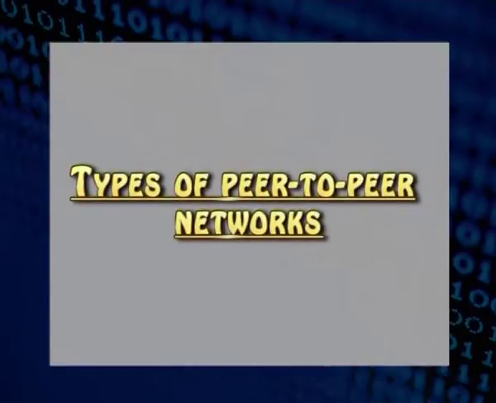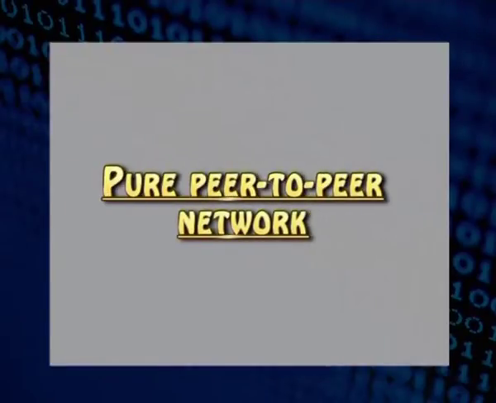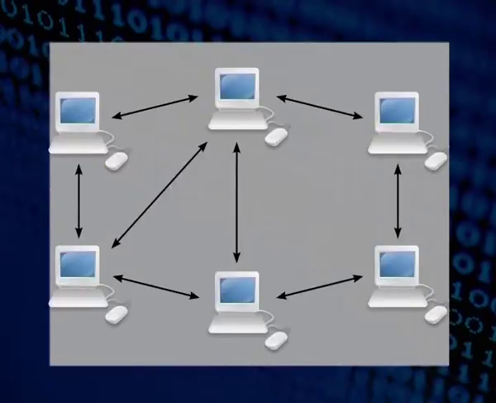Types of peer-to-peer networks. First, pure peer-to-peer network. In this type of network, every peer can act as both client and server. There is no central server managing the network because there is no dedicated server available. Third, there is no central router.